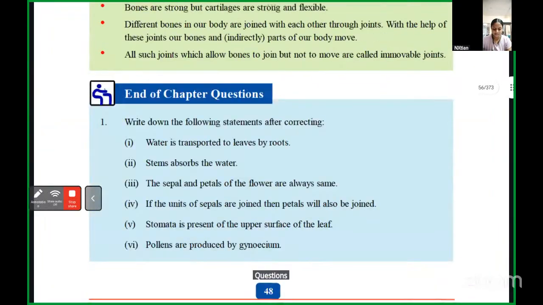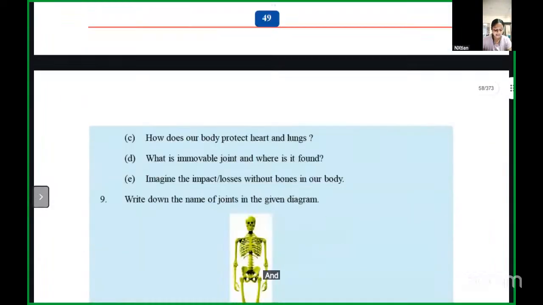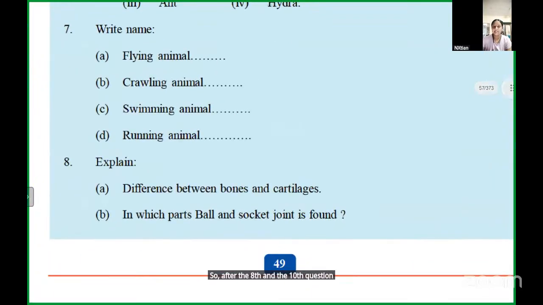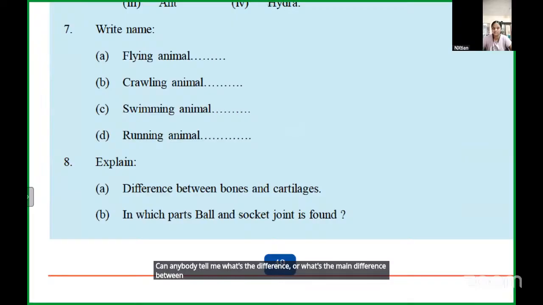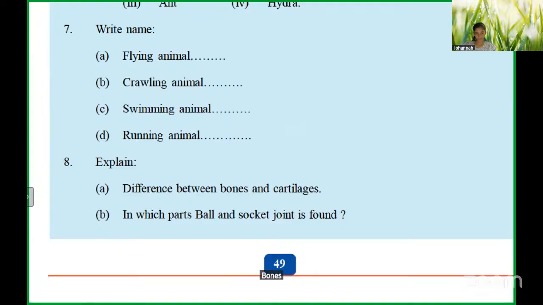Questions we were doing. And we're left with the 8th and the 10th question. Question 8 and question 10. Question 8. Difference between bones and cartilages. Can anybody tell me what's the main difference between bones and cartilages? Bones are more strong, while cartilages are more flexible.